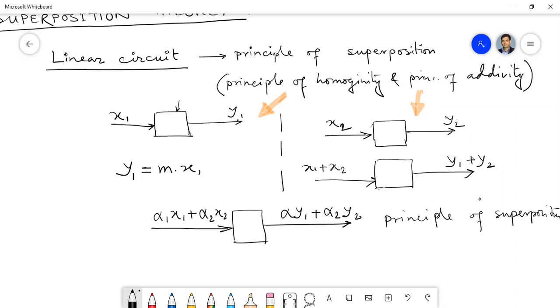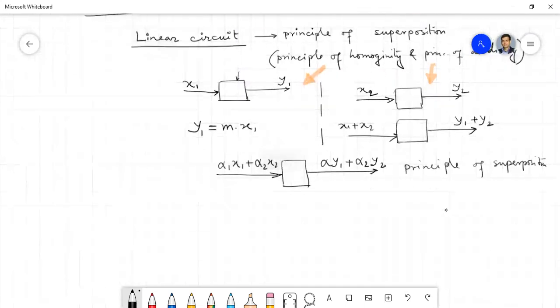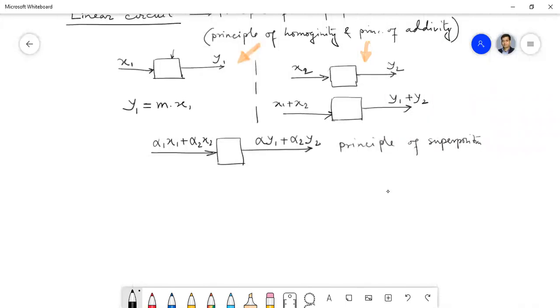Now come to the superposition theorem. According to the superposition theorem, a circuit, obviously a linear circuit, consisting of multiple sources, within brackets voltage sources and current sources.